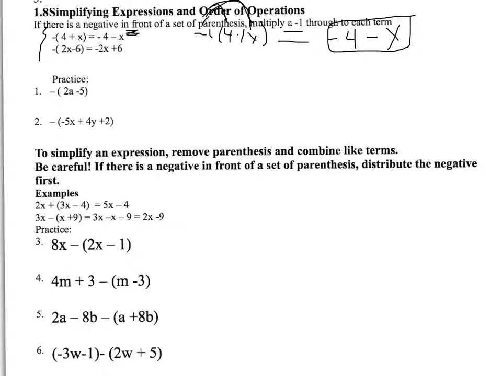Now we look at the same thing on the second one. Is there a negative in front of these parentheses? Yes, that acts like a negative 1, so we distribute it in. Negative 1 times our 2x, because negative times positive is negative, gives us negative 2x. Similarly, negative 1 times negative 6, negative times negative is a positive, gives us plus 6, and then we're good.